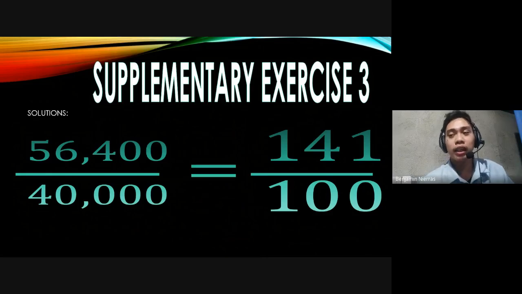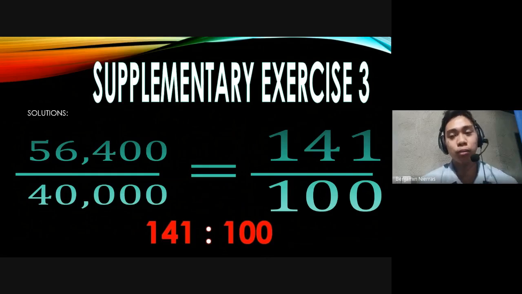So if that is our quotient, therefore our new ratio will be 141 is to 100, because Alfred's savings is much greater than Yvonne's savings. So therefore, the ratio will be 141 is to 100. Again, how did I come up with this? I divided 56,400 and 40,000 by 400, which is their greatest common factor.